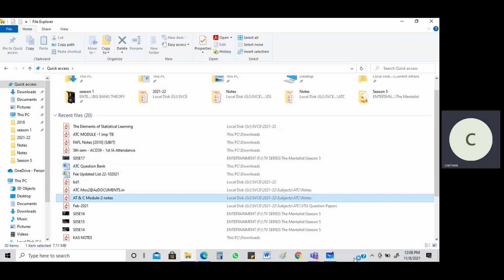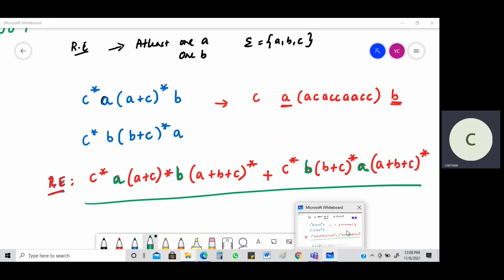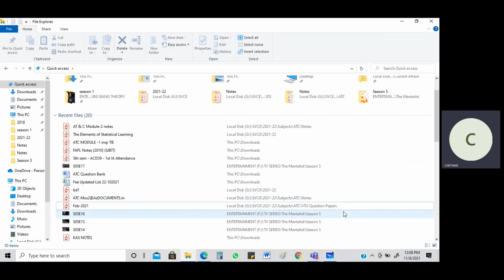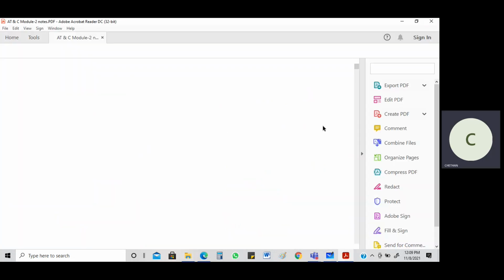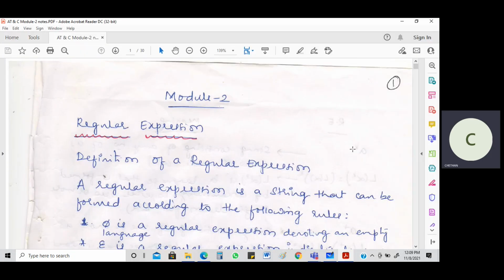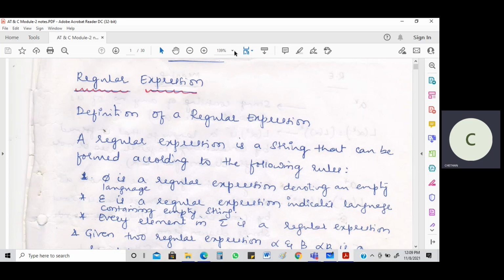Let's take one example. Let's see from the notes itself, because it'll be easier for you to get to know the question and the way of looking at it. I hope it's coming. Yeah, it's sort of visible, so you can very clearly see this is module 2 we are talking about, regular expression. I'll just zoom it out.